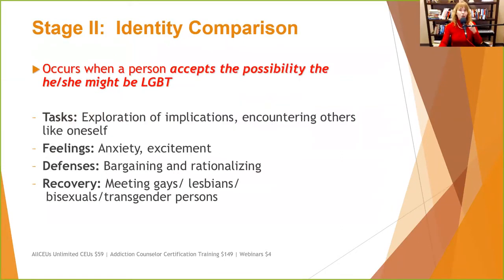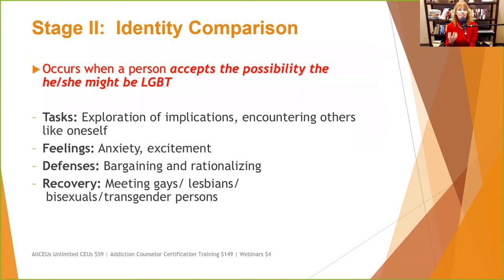During stage 2, identity comparison, the person accepts the possibility that he or she might be LGBT. During this time, we want to explore the implications and encourage people to encounter others like themselves. Now, they may not be ready to do that, and that's okay. They're going to take the lead in this. There can be feelings of anxiety at this point still, but there also can be feelings of excitement, like, okay, I might be able to do this.